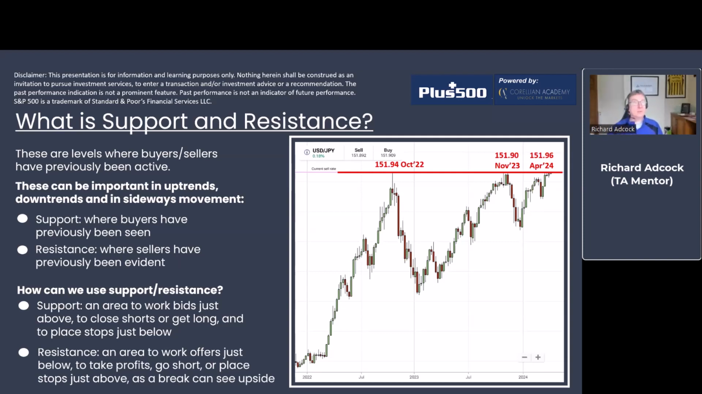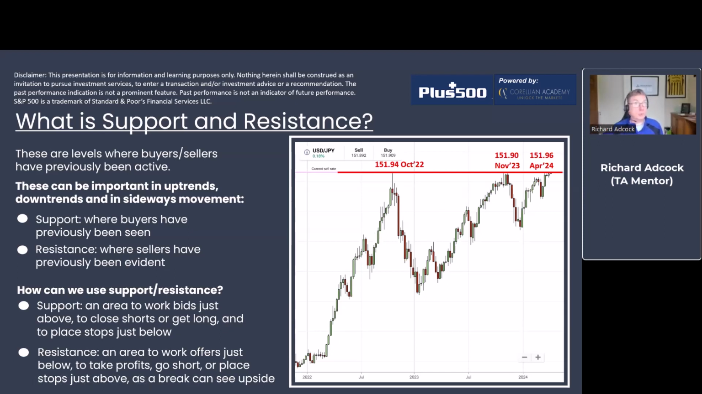And then vice versa with resistance. We can work offers against that resistance, just below the point, if we want to get short of the market. We can take profits. So if we're long and we're trading up towards a resistance focus, a significant previous high, we can view that as an area where we may potentially fail again, and the market could see a correction beginning to develop from it. So again, we could look to take profits against that area.